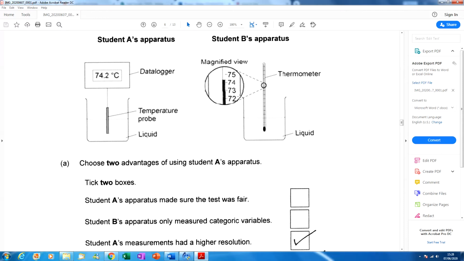A 0 error is when your results are not what they should be because your measuring apparatus doesn't say 0 when it should do. So that is not indicated at all here, because both of the pieces of apparatus are up in the 70s, so there's no indication it's got anything to do with the zero error. So the result here is a random error.